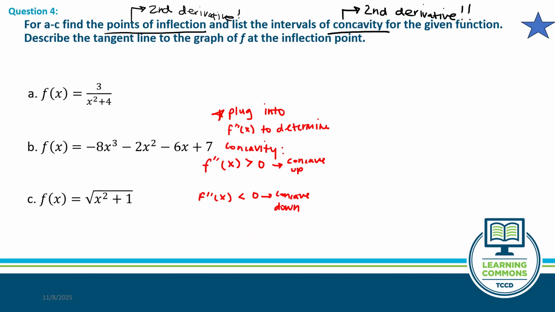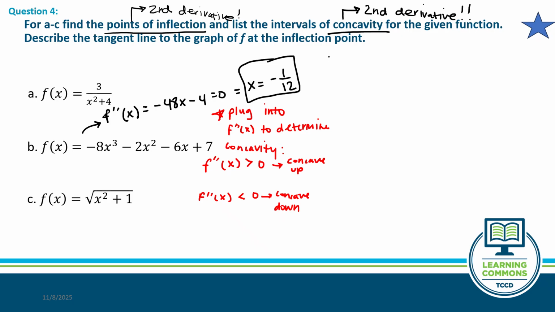So number 2, again, speed through. I'm just going to give you the second derivative to make life a little bit faster. It'll be negative 48x minus 4. Again, if I set it equal to 0, that's going to give me x equals negative 1 over 12. Okay, that's my point of inflection. That's an answer. She'll ask you for that piece. So do not forget those things.